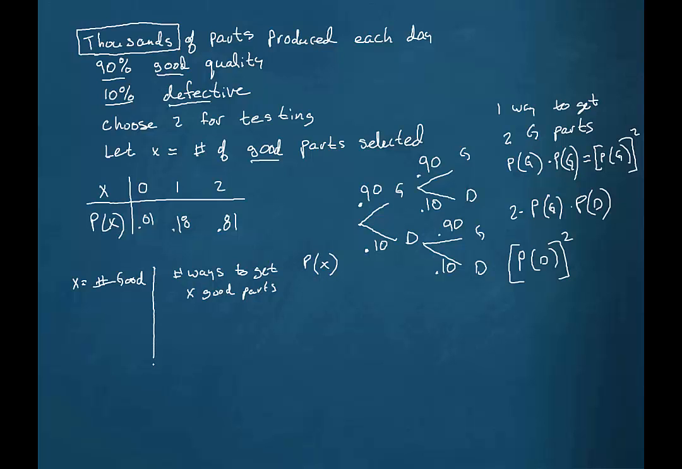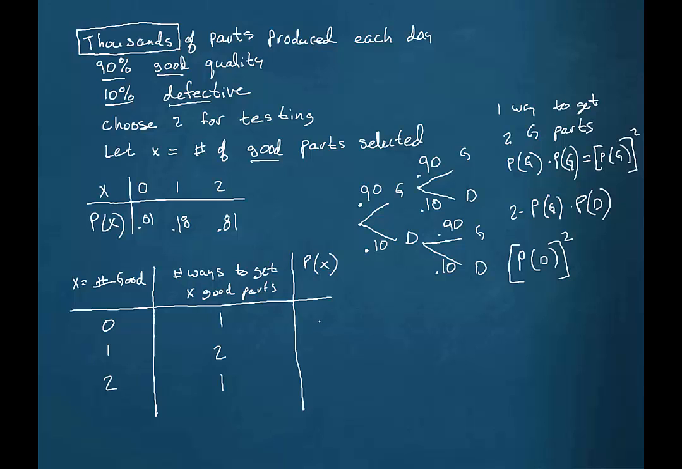Let's make a table out of that. That's going to be pretty much the same as that one that we have there. The only thing that we're adding to it is the number of ways to get x good parts. So we could have 0, 1, or 2. And the number of ways to get no good parts was only 1. And the number of ways to get 1 good part was 2. And the number of ways to get 2 good parts was 1.